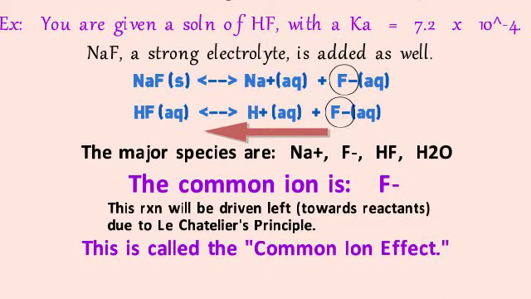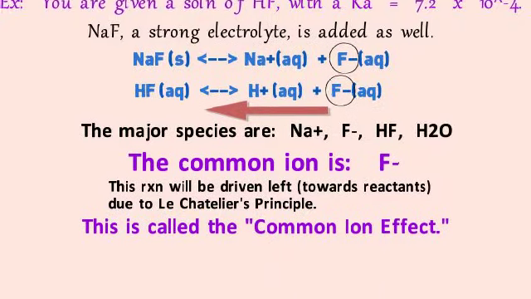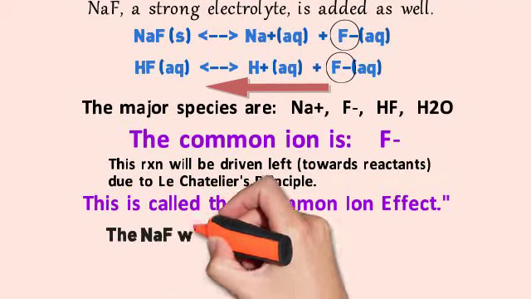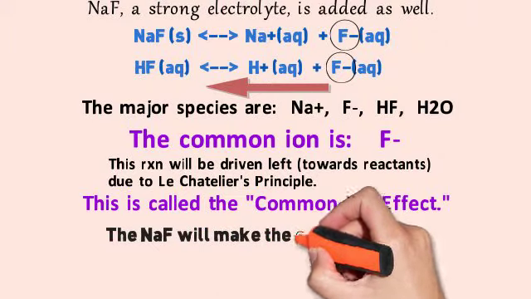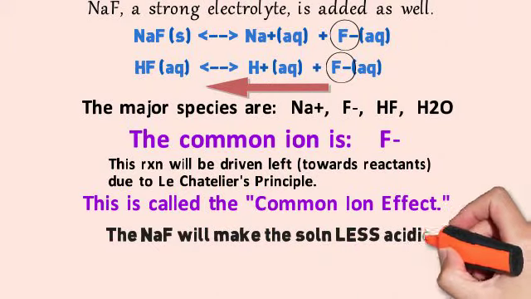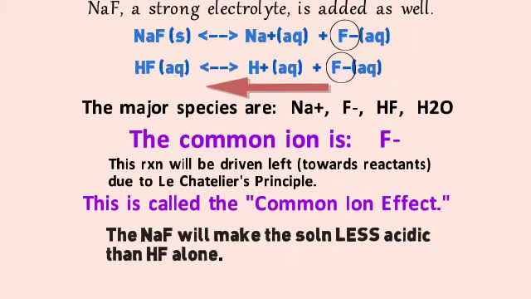Can you see what will happen? If we add the NaF, it will force the reaction for the HF to go towards HF. So it makes this whole thing less acidic than HF alone because it's driving it to the left. So it becomes less acidic. Interesting.